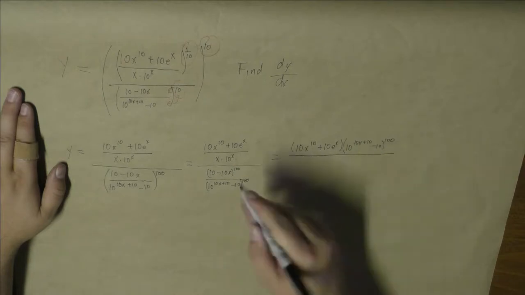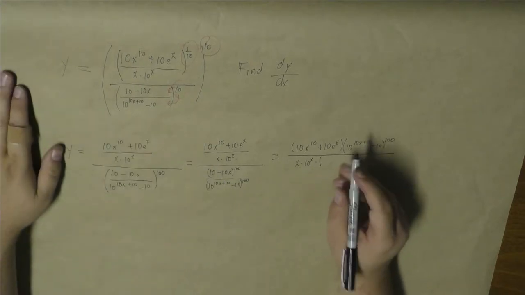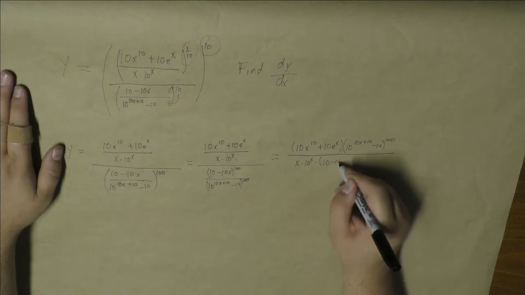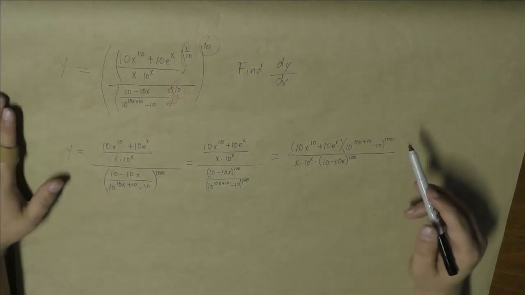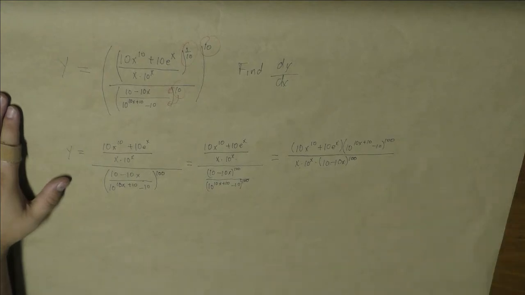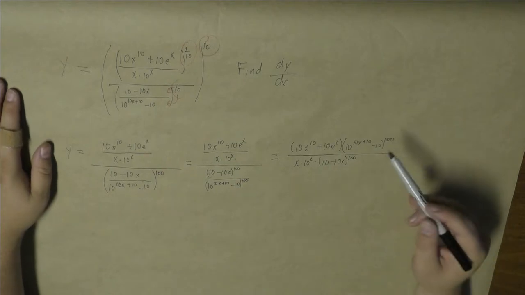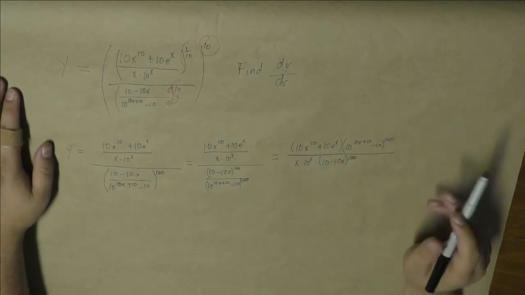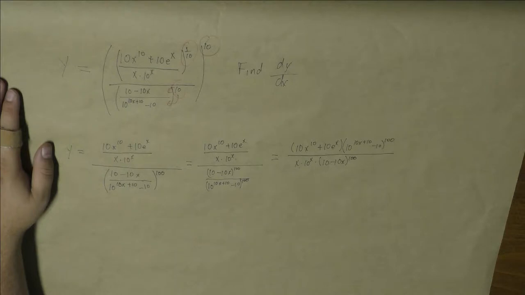And that's going to be all over our original x times 10 to the x. And that's going to be times the original numerator here, which is 10 minus 10x to the 100th power. Now, you can see that we brought this down to a single quotient rule application. So by doing this algebra first, we have removed some stacks in the fractions in the answer. So that gives us a single quotient rule application. And then, of course, we have to apply the product rule on the top and the bottom, and there's a little bit of chain rule involved. But it's a lot simpler than the original problem appeared to be.